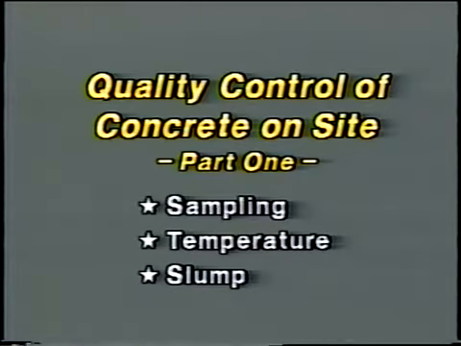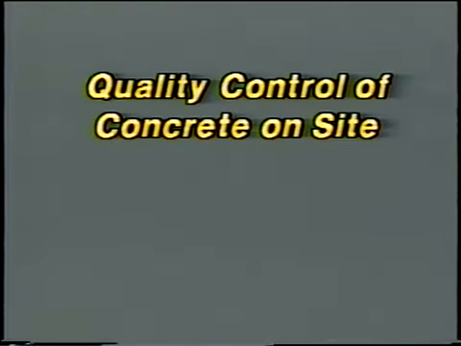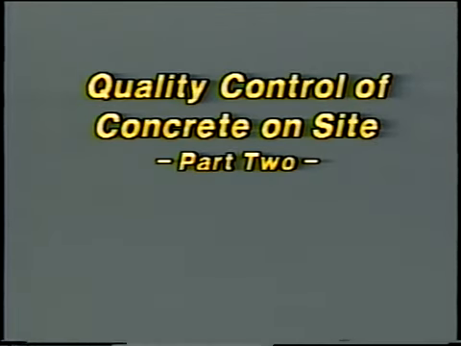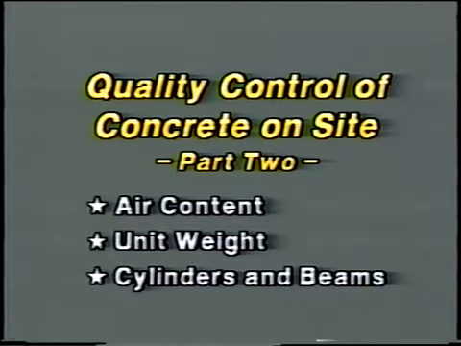And that's sampling, temperature, and slump. And the end of Part 1. In Part 2, we'll cover air content, unit weight, and the making of cylinders and beams.